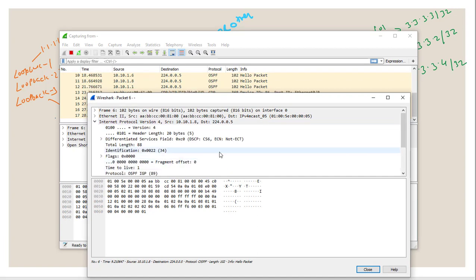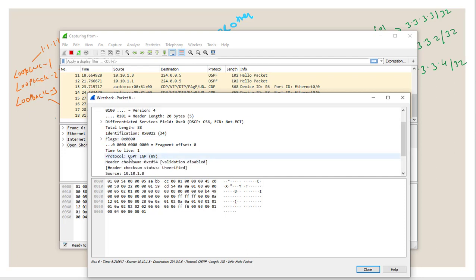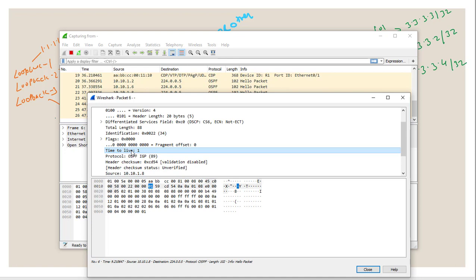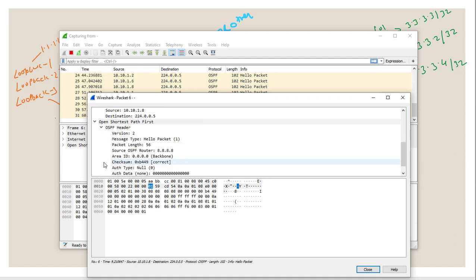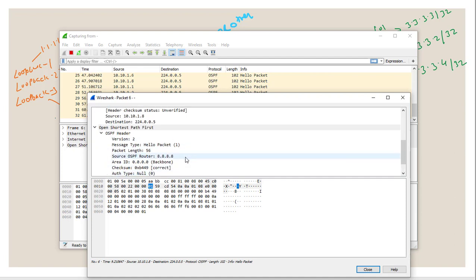First of all, check this. Let's discuss some basic things. The protocol number which OSPF uses is 89, and the TTL value is always 1. Why 1? Because OSPF always sends updates to the directly connected neighbor, so the packet will not go more than one hop.